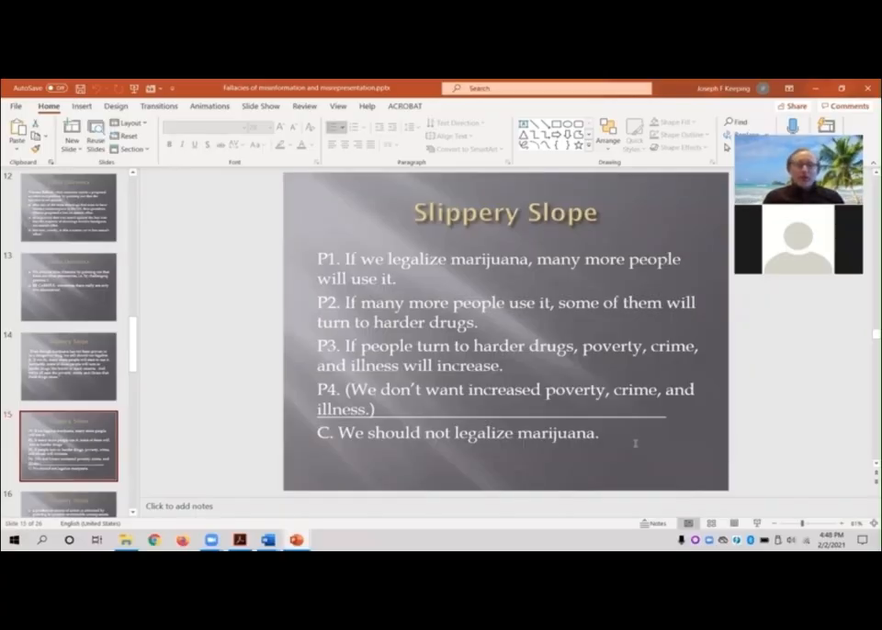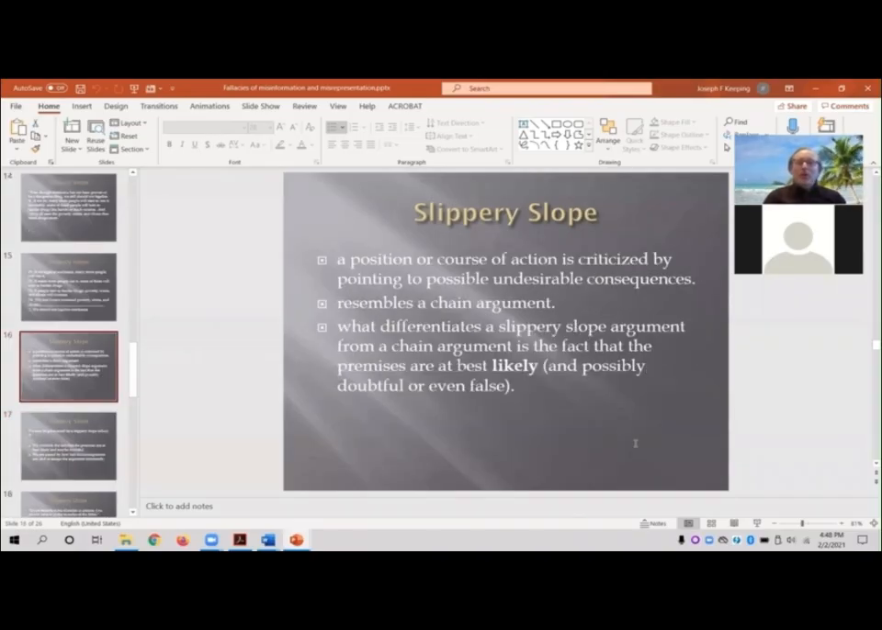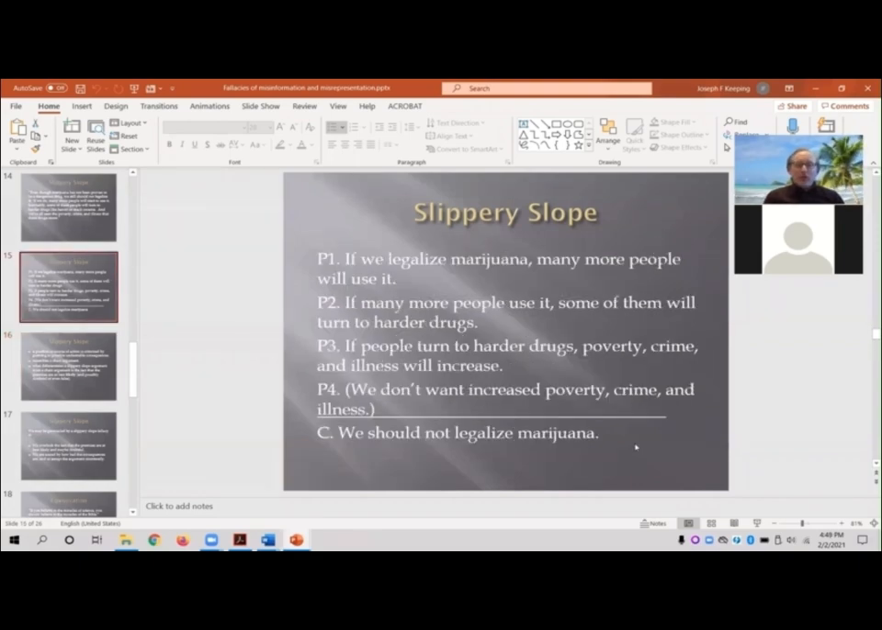I've inserted an implied premise. That's a bad thing. We don't want to increase poverty, crime, and illness. Therefore, we should not legalize pot. So this is an example of a slippery slope fallacy, which you can recognize because a slippery slope fallacy will normally point to a chain of consequences.